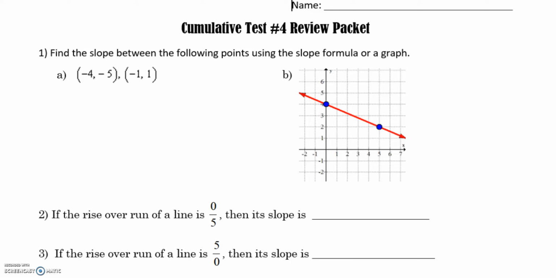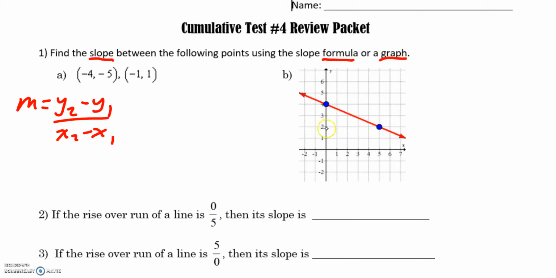So let's begin with number 1. We're trying to find the slope between 2 points either by using the formula or a graph. Before we start, remember that the slope formula, y2 minus y1 over x2 minus x1, is written this way because if we look at part B for a second, on the top, you're trying to find the difference between the two y values. And over here, if we drew a little triangle, the difference between the y values is found by subtracting the two values.